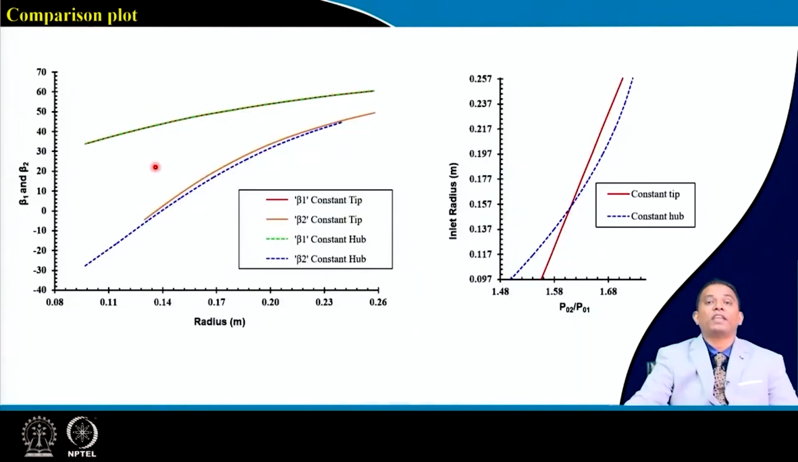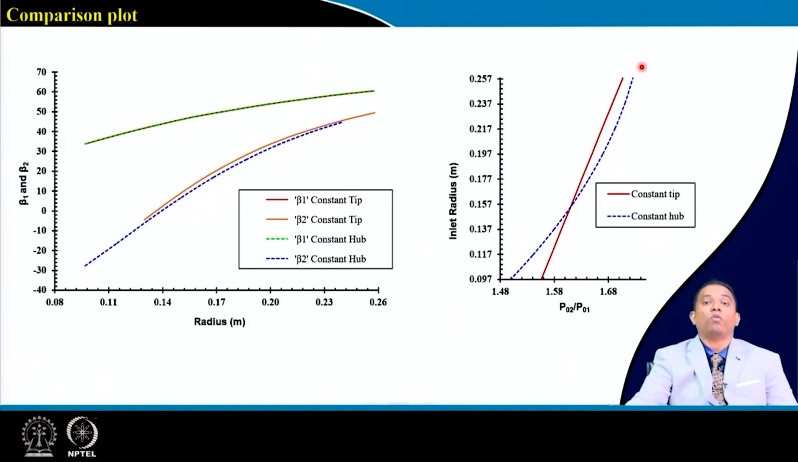Now this represents the comparison between these two designs. Do not get confused: my inlet radius is the same, so in order to compare the loading, I am taking the inlet radius as a reference. Here, for the constant tip diameter configuration, we had our hub loaded on the higher side, and my tip loaded in a moderate way. When we did our second design, the constant hub diameter configuration, my hub is loaded low, and at the same time my tip is loaded on the higher side.